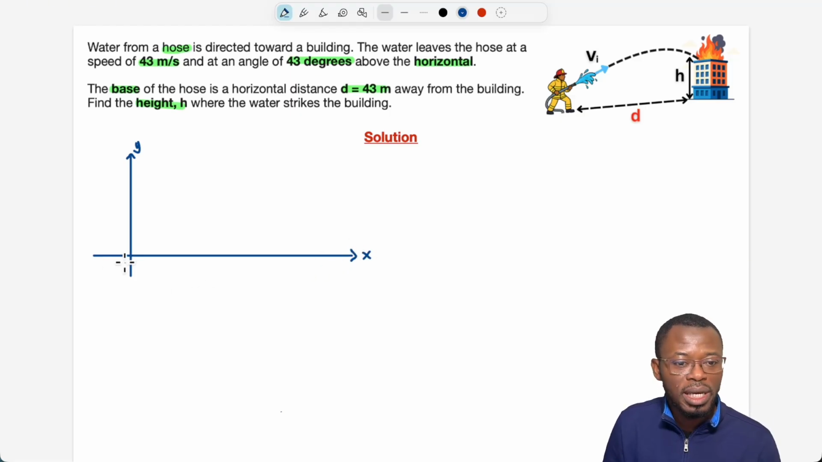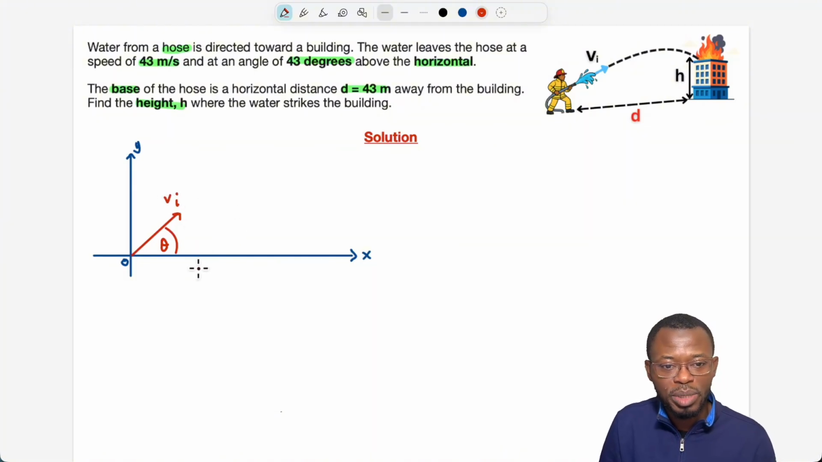With this, we can place our origin at this location. That is where the water leaves the hose, and we are told it does that with a speed of 43 meters per second but at an angle of 43 degrees above the horizontal. So if we start from the origin, this is the initial velocity vector which points in this direction because it makes an angle of theta with the horizontal. Let's call it v initial.